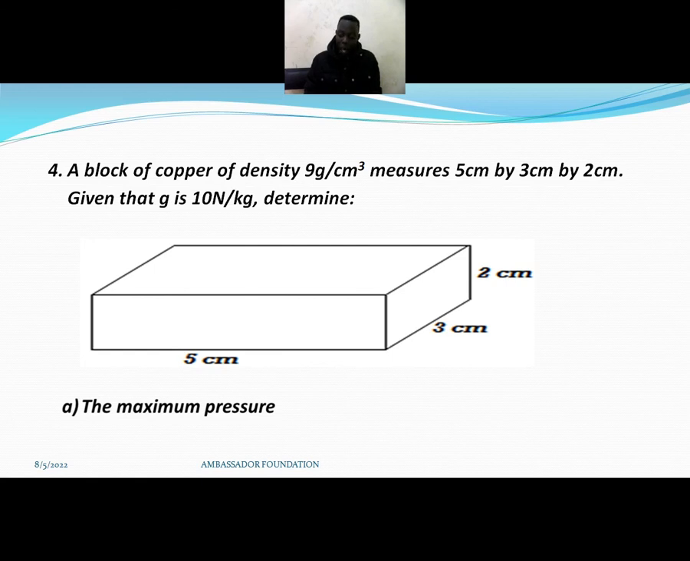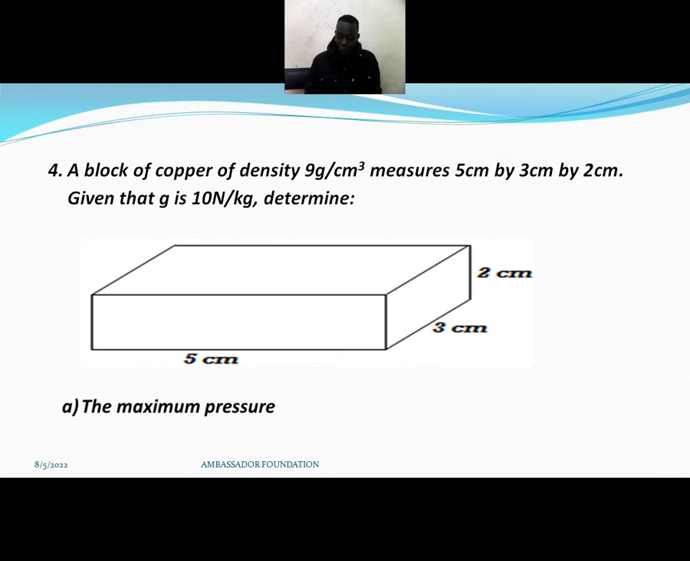So we have to go ahead and calculate the mass. First of all, we are told that the density is 9 grams per centimeter cubed. And the volume is given from the diagram. You find it: 5 times 3 times 2, which gives 30 centimeters cubed. Mass is given by volume times density, which gives 270 grams. Now, divide by 1,000 to get kilograms, then multiply by 10 to get newtons. You will get 2.7 newtons.